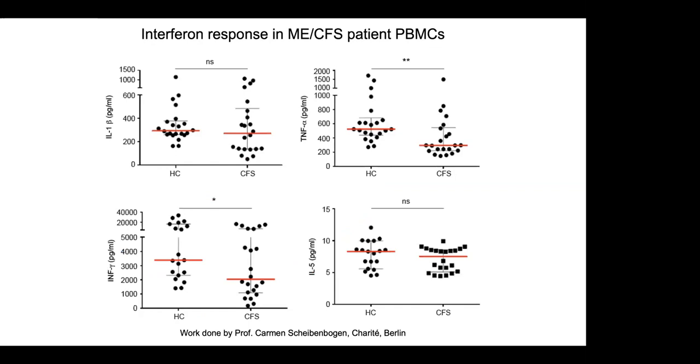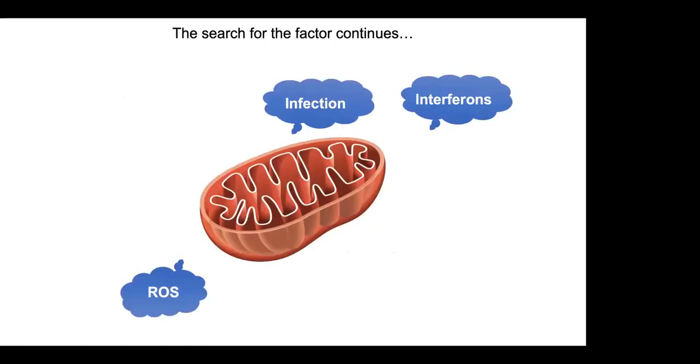Here is some data from our collaborator Carmen Scheibenbogen's lab. They took healthy controls and CFS patients and stimulated the PBMCs with LPS, and then looked at the different cytokine and interferon responses in the patients' PBMCs. And you can see that interleukin 1, TNF alpha, interferon gamma, and interleukin 5 responses of CFS PBMCs are even lower than in the healthy controls. So interferon is also not the cause of such a strong antiviral response.